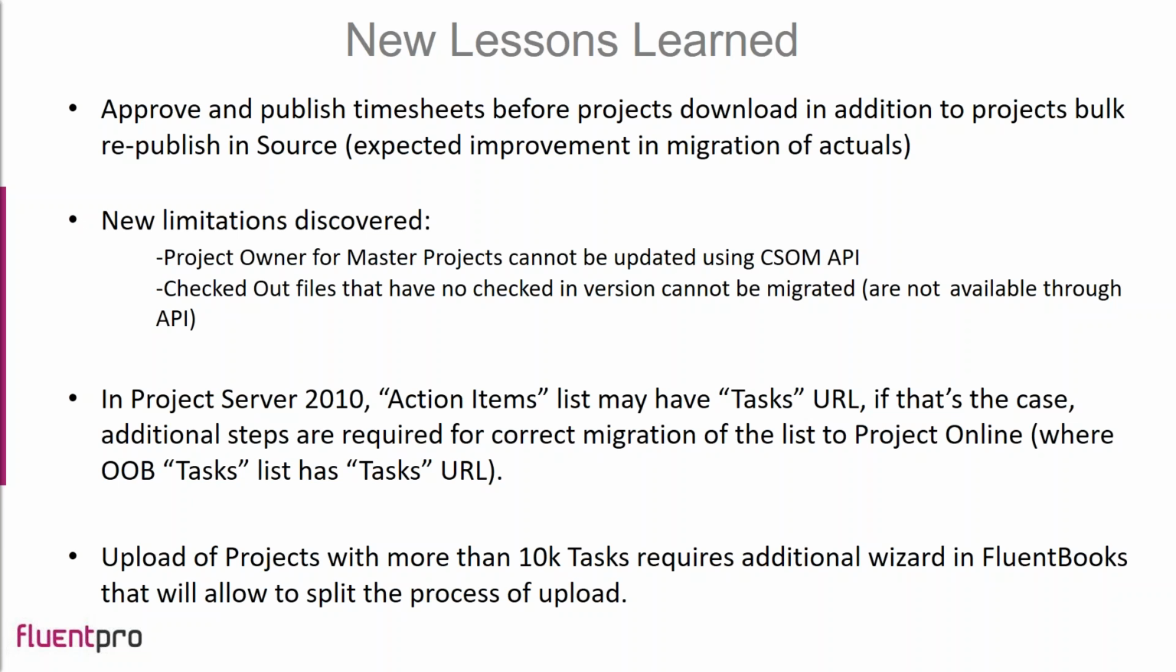We also discovered some new limitations. One of them is related to the CSOM API, which FluentBooks uses to migrate the data in Project Online. This limitation is related to project owner for master projects. Current API does not allow to update the project owner for master projects, and so project owner is set to the migration account.